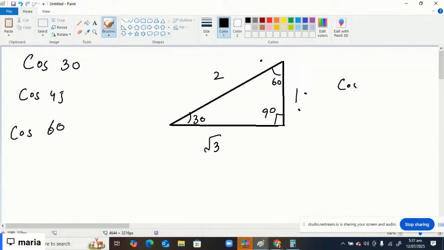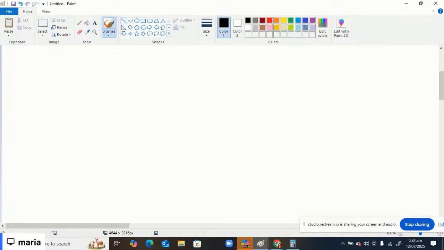So what is cos here? Cos 30 is equal to adjacent over hypotenuse. This is your hypotenuse, that is 2. What is your adjacent? It is square root 3. In this way we find square root 3 by 2, that is cos 30.